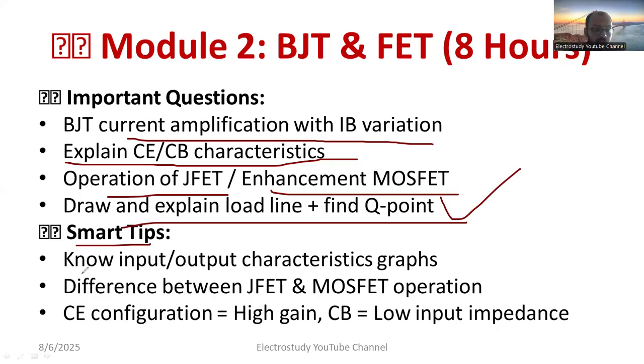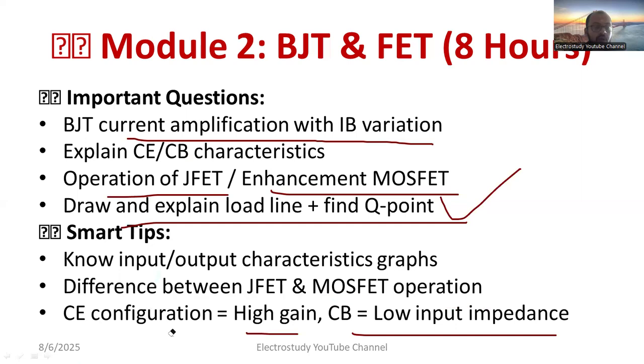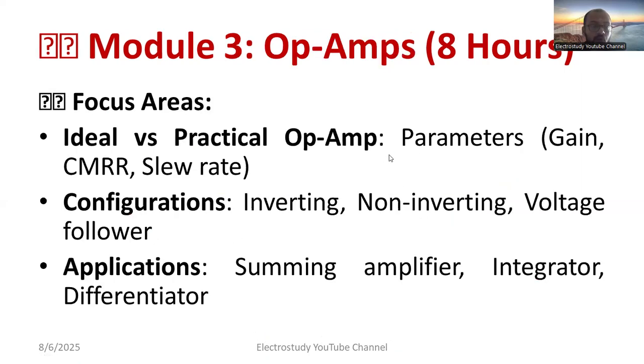Smart tips I would like to suggest: know the input and output characteristic graphs. Try to remember the graph. Know the difference between JFET and MOSFET operation. Prepare a table. Common emitter configuration has high gain and low input impedance. Try to compare the common emitter, common base, and common collector. Which configuration is most preferred? And also, whenever you are plotting the characteristics, you have to mark which is the saturation region, which is the cutoff region, which is the active region. Those points also you have to remember.